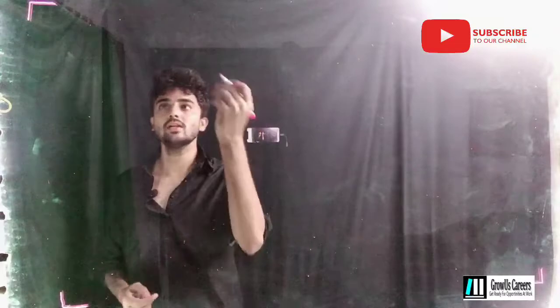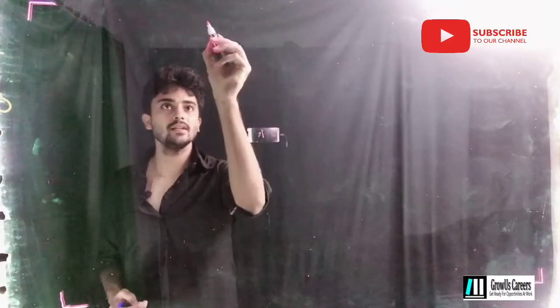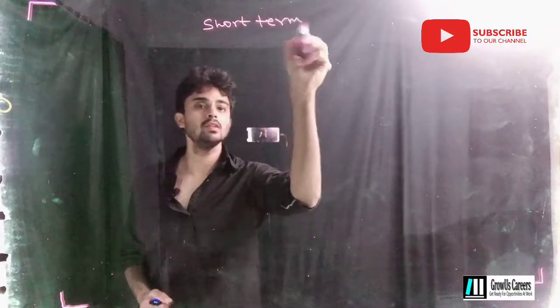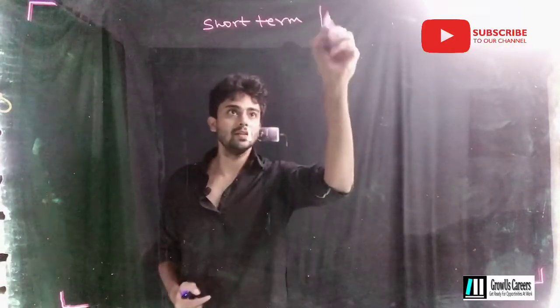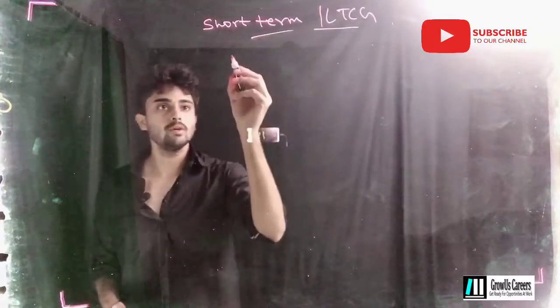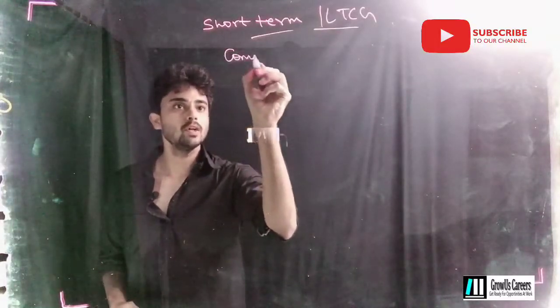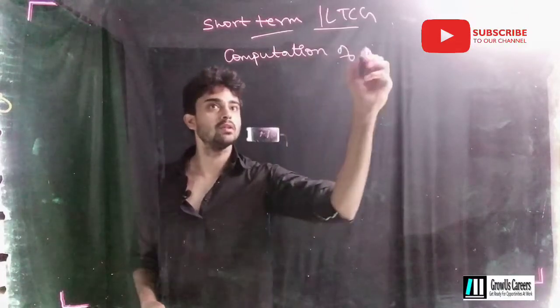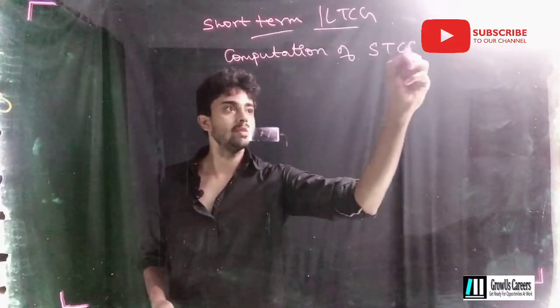Okay, now we will see the format for how to solve the problems for computing of capital gain. So there are two types of capital gain, as I said. One is short-term capital gain, another one is long-term capital gain, LTCG, right? So first we will see what is the format for computation of short-term capital gain.